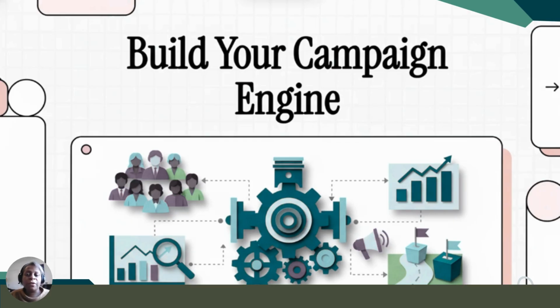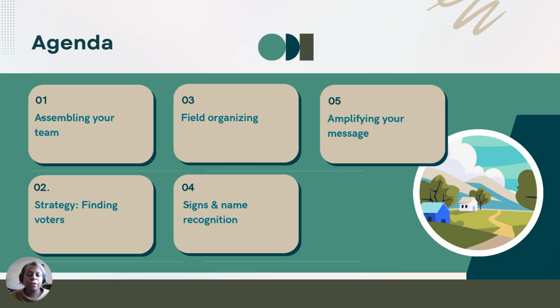So, I really want you to think about it this way. We're not really talking about running for office anymore. We're talking about how you actually build out your campaign. And so, we'll take this in a few steps. The first one is how you assemble your team. Then we'll move into how you find your voters, which we're going to call strategy. The other part of strategy is then field organizing. I'll explain to you what that is.